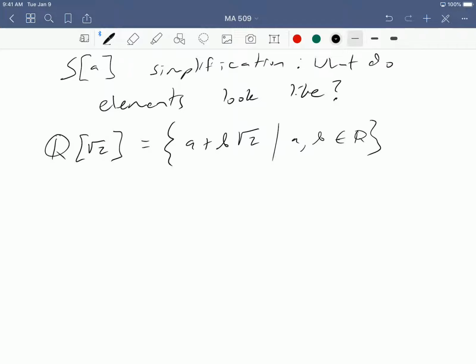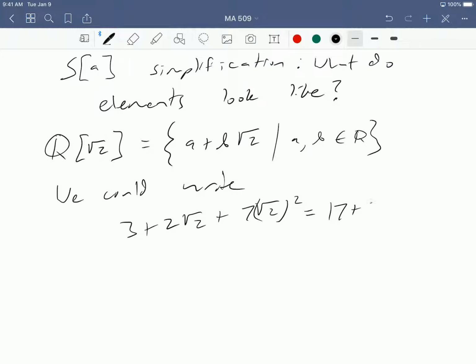And we decided that because we knew things here simplified, because we knew that we could write something like 3 plus 2 root 2 plus 7 root 2 squared as 17 plus 2 root 2. If we simplify, if we clean up that 7 times root 2 squared and make it 7 times 2, then we can clean this up and write it in this form a plus b root 2, and we could do that with whatever power of root 2 we wanted. We'd be able to sort of reduce it down to just an a plus b root 2.